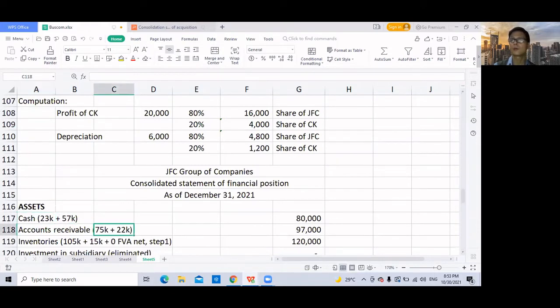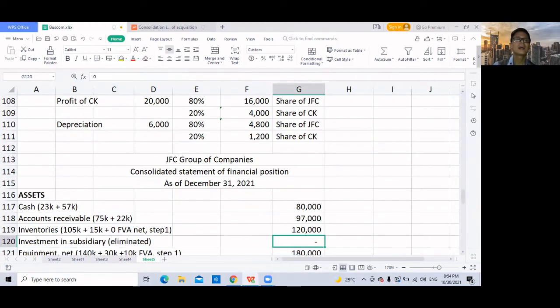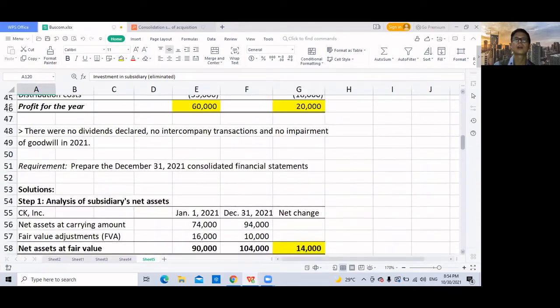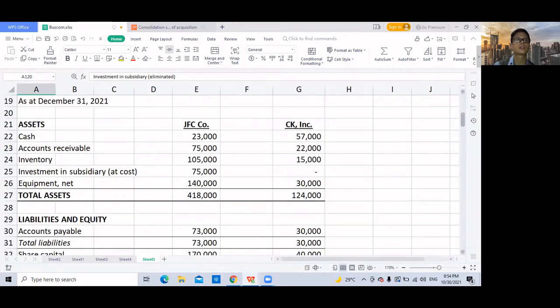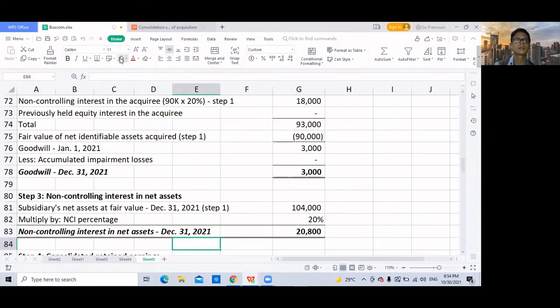It is the same with accounts receivable, there are no adjustments there. So 75 plus 22 is 97. And we have inventories: 105 for the parent, 15,000 for the subsidiary, and of course zero for depreciation, so 120,000. And then we eliminate the investment in subsidiary for the consolidated statement.